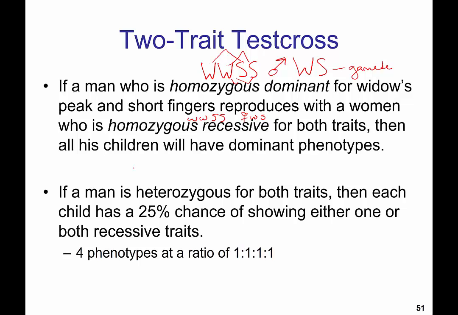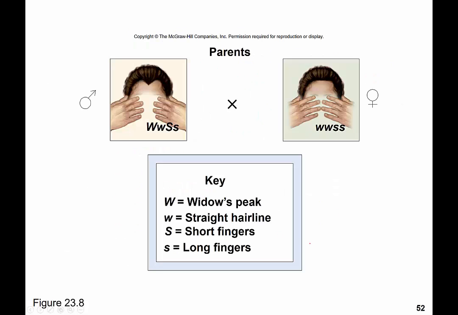You could draw out a big Punnett square, but it's really unnecessary here since there's only one combination that we're looking at. So no matter how we combine that, we're going to get a dihybrid, right? And so children will have the dominant phenotypes. That is, they'll have widow's peak and short fingers. Let's look at this next example to show how they're getting that each child has a 25% chance of showing either one or both recessive traits.